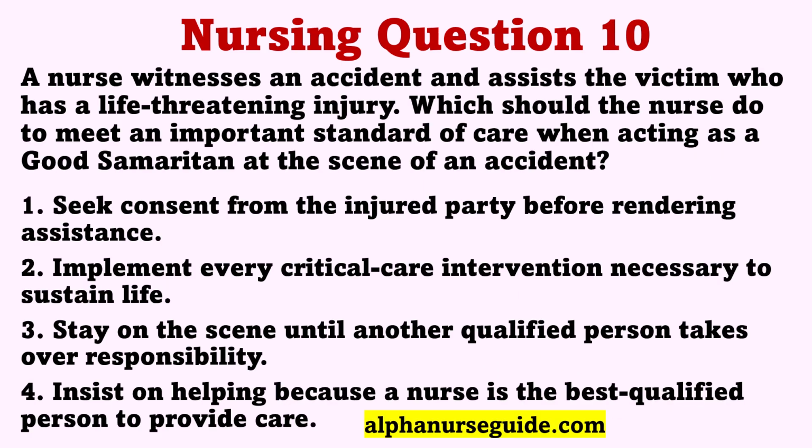A nurse witnesses an accident and assists the victim who has a life-threatening injury. Which should the nurse do to meet an important standard of care when acting as a good Samaritan at the scene of an accident? 1. Seek consent from the injured party before rendering assistance. 2. Implement every critical care intervention necessary to sustain life. 3. Stay on the scene until another qualified person takes over responsibility. 4. Insist on helping because a nurse is the best qualified person to provide care.